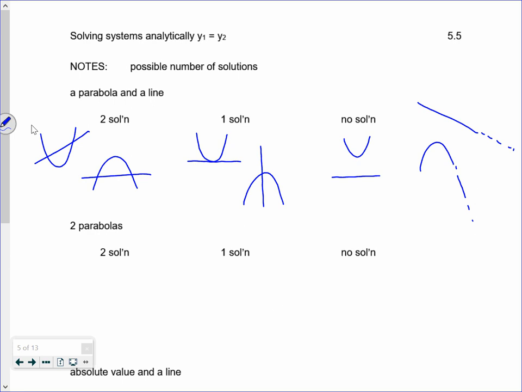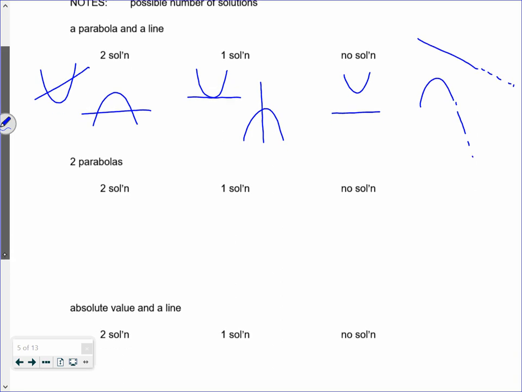Now, someone usually says, well, we could put a vertical line there. And my answer to that is yes, but this expands and starts to move out, and at some point that vertical line is going to touch it. So that vertical line would have one solution, not no solution. Okay? What if we had a system that involved 2 parabolas?